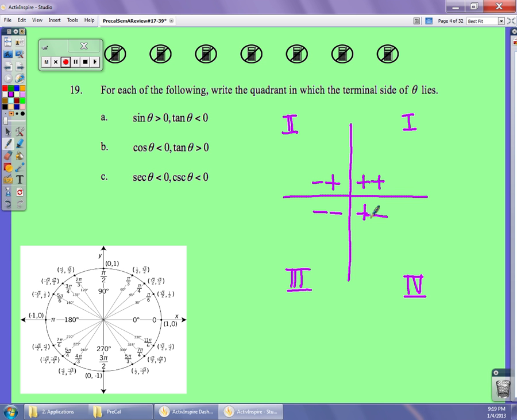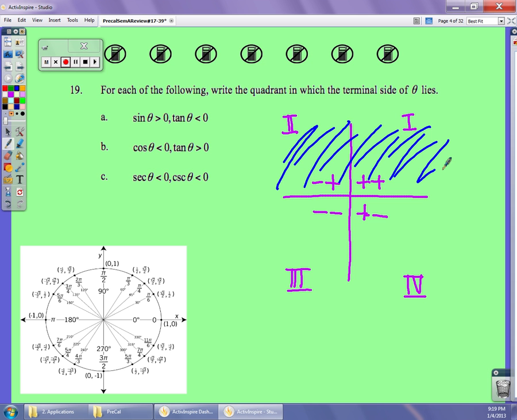Now, let's see what they've given us. They said that sine is greater than 0. Now, for sine to be greater than 0, I'm going to shade everything in the top. And it says tangent is less than 0, which means tangent is negative. So look for the quadrants where tangent would be negative. Now we're going to shade in the opposite direction.